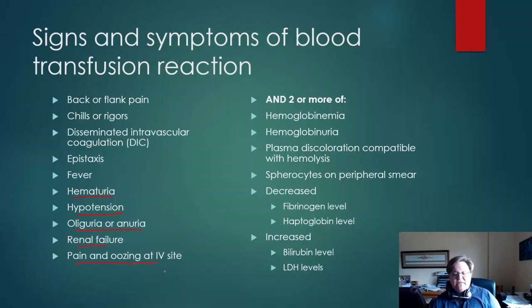So they're going to have some of these things, but they have to have two or more of the column to the right. So they'll have hemoglobinemia and hemoglobinuria. So they're going to have problems with their hemoglobin cells, but they're also going to have hemoglobin in their urine. They're going to have blood plasma that is not the right color, that's not consistent with hemolysis. They're going to have spherocytes on a peripheral smear.